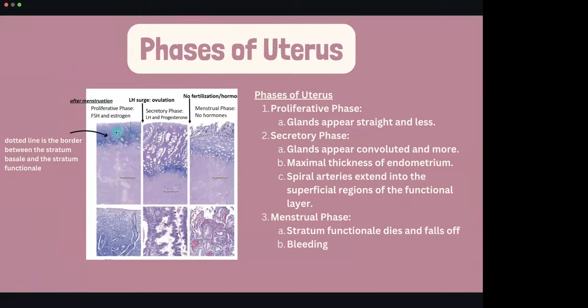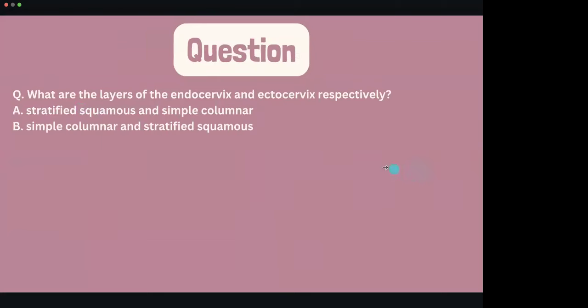You can see that there are fewer glands here, but then after the LH surge and ovulation, in the secretory phase, there are way more glands, and there's the maximal thickness of the endometrium. The spiral arteries begin to appear here, and extend into the superficial regions of the functional layer, the stratum functionale. And then if no fertilization occurs, menstruation happens, and the stratum functionale dies and falls off, and then bleeding occurs because the spiral arteries extended into the stratum functionale, and when it's gone, bleeding occurs. Now, a question for you guys. What are the layers of the endocervix and ectocervix, respectively?